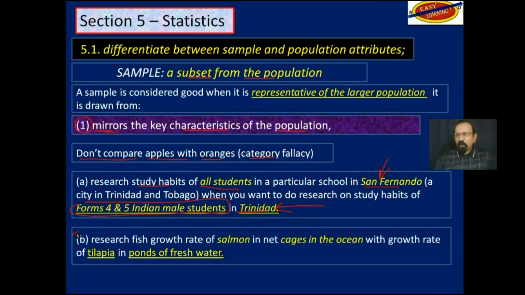And here is another way out example. If you are doing research on fish growth, salmon in net cages in the ocean, you compare that with fish growth of tilapia in ponds in fresh water. Those are two completely different situations. Again, any conclusion you draw will be totally wrong.